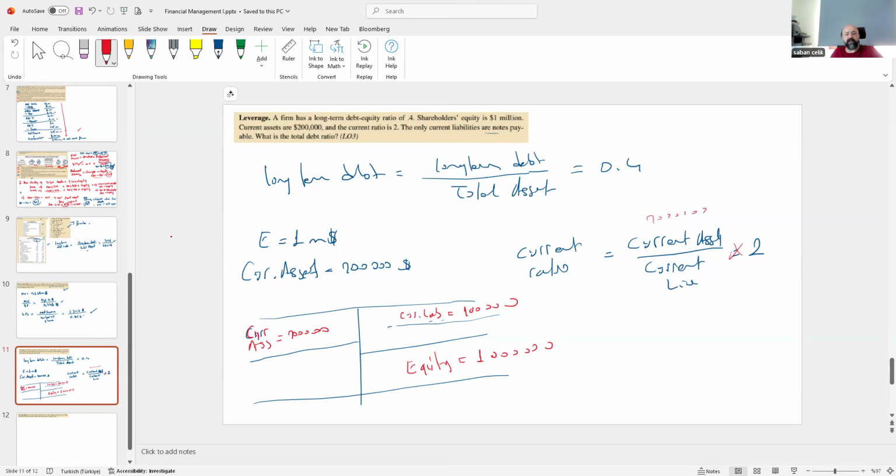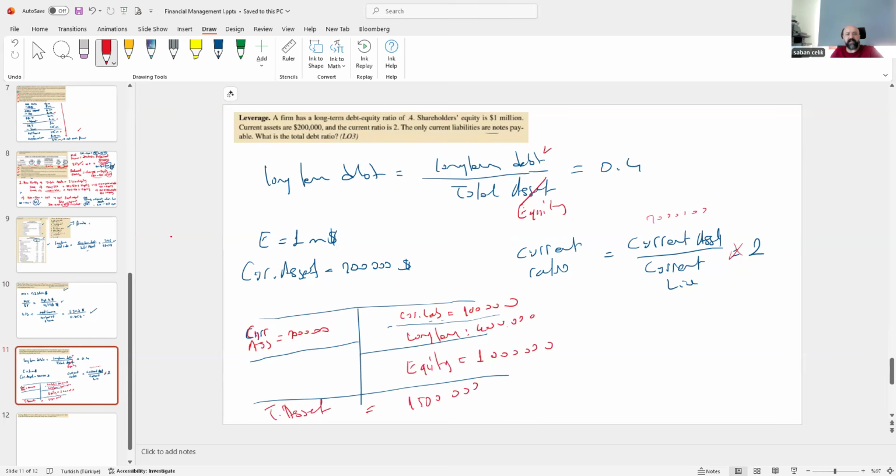All right. Sorry, here I made a mistake. This is debt to equity. This is debt, not asset, equity. So that means if equity is 1 million here, long-term debt will be 400,000. Okay, so we calculate total asset now, 1,500,000, I guess. Okay, this is equal to total asset.